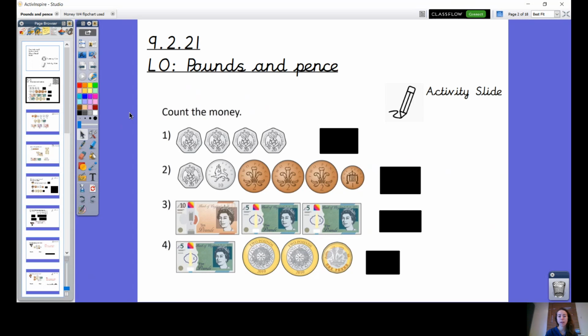Okay, can you jot down the date and LO, underline it with a ruler and have a go at the activity underneath. Pause the video.